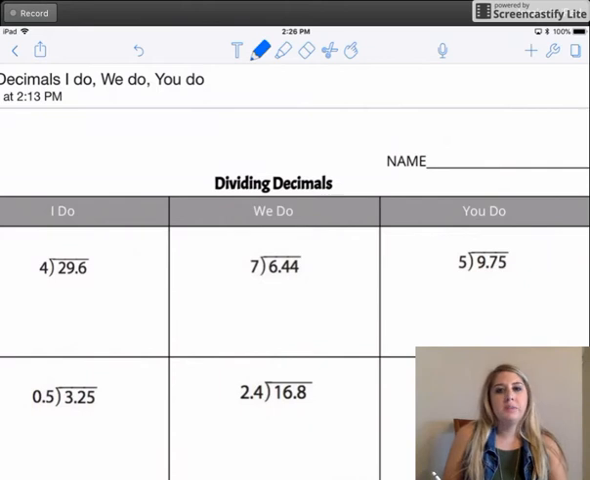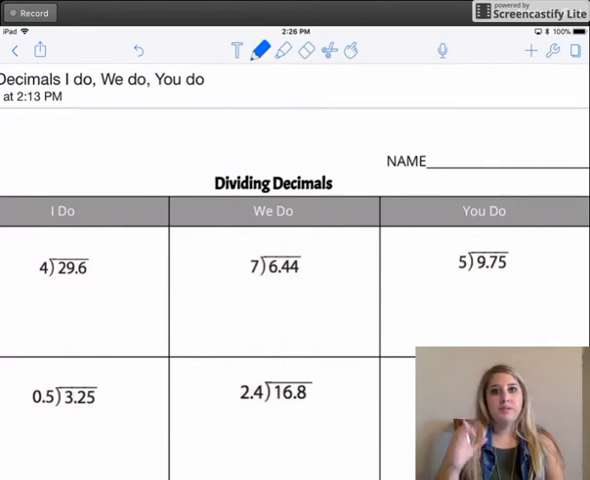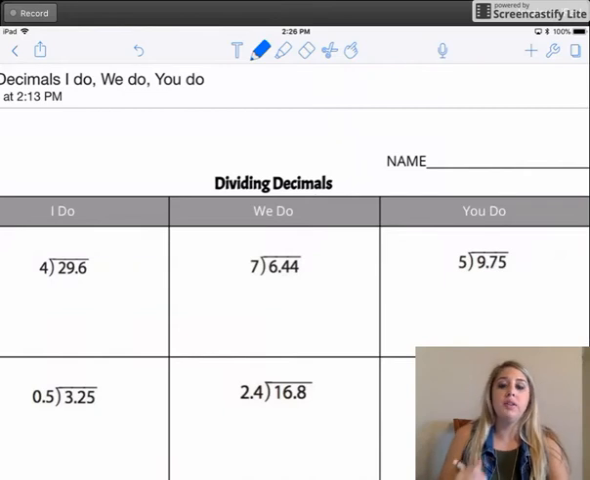So this is an I do, we do, you do. I'm going to do the first one, we'll do the second one together, and then the you do, you're going to do on your own, and you're actually going to be checking it with me at the next station. So make sure you're doing your best work on those you do's. All right, so let's start with the I do.